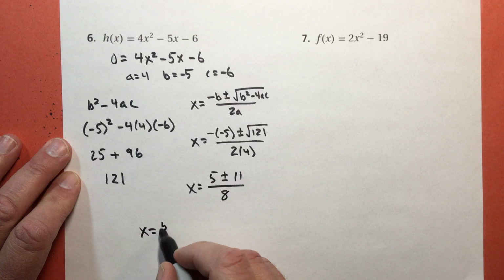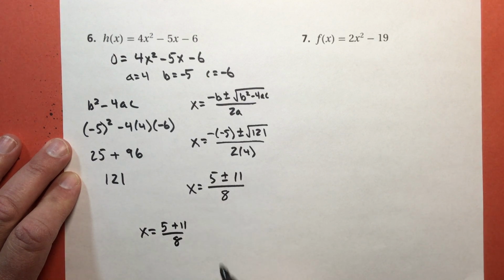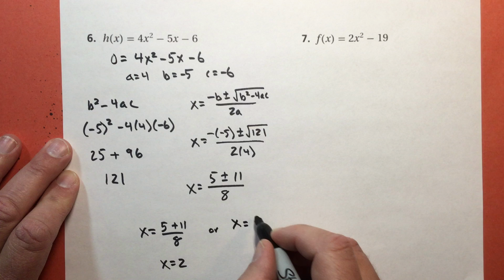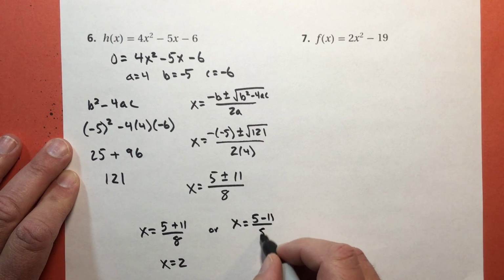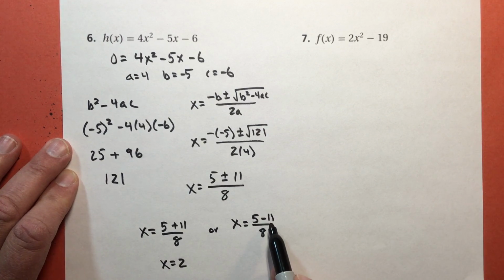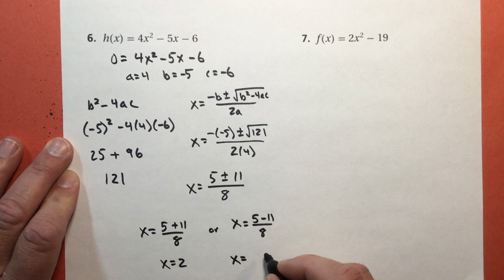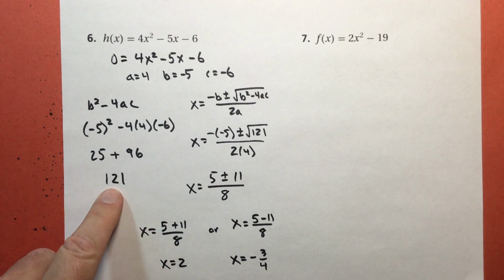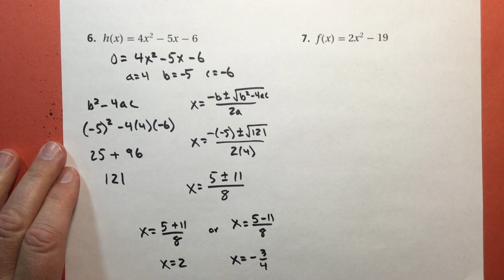So I get x equals 5 plus 11 divided by 8. 5 plus 11 is 16. 16 divided by 8 equals 2. Or x equals 5 subtract 11 divided by 8. 5 subtract 11 is negative 6, and negative 6 divided by 8 is negative 3/4. So it looks like I might have been able to do that one by factoring. Usually you could have done it by factoring if you end up with a perfect square here. I'm trying to think of when that wouldn't happen, but hey, okay.